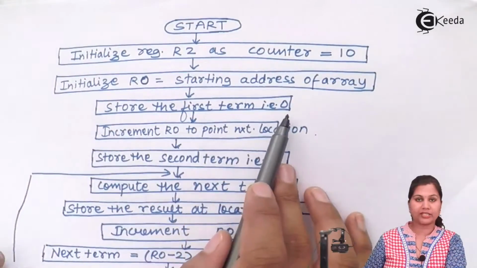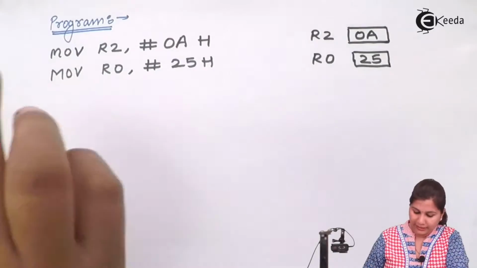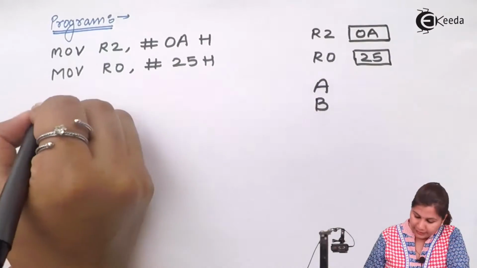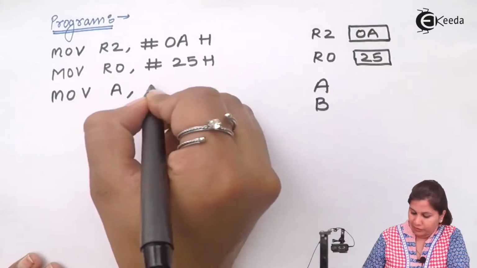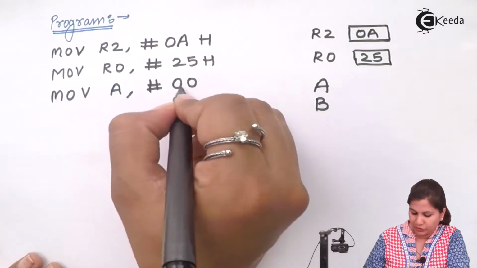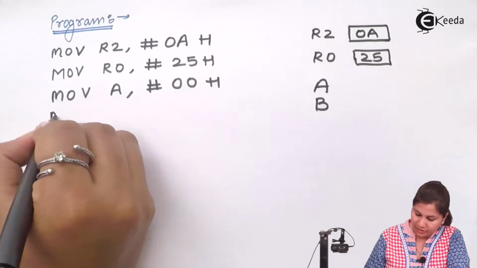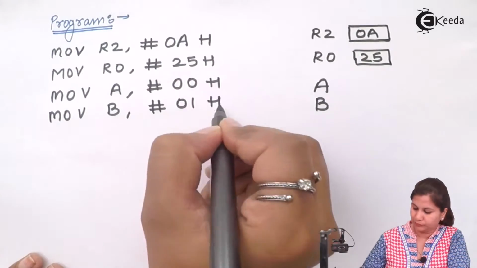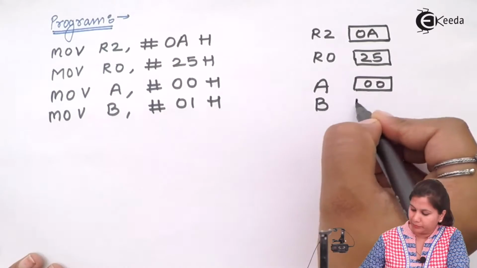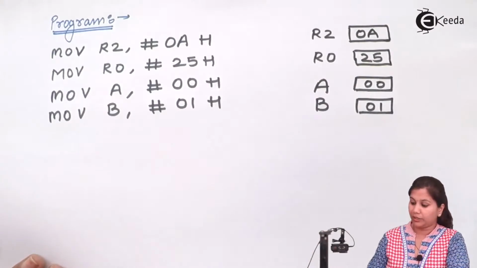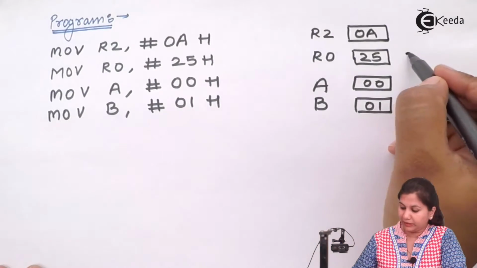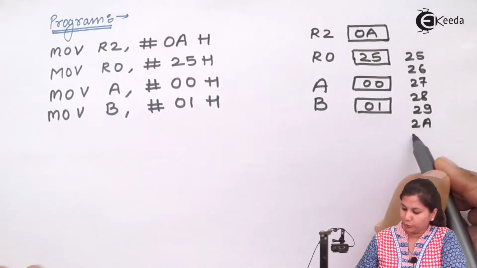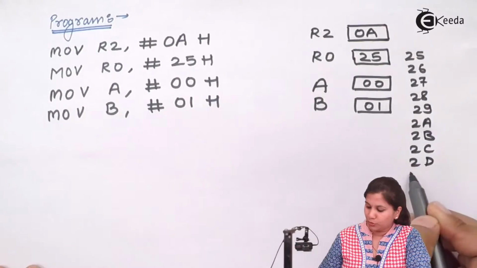Now we have to store the first term, that is 0. So what we will do is use two registers, A and B. In the A register, we will store the first term 00. In the second register, we will store the second term 01. So in A we have 00, in B we have 01. Now these two numbers are to be stored at 25, 26, 27, 28, 29, and so on.